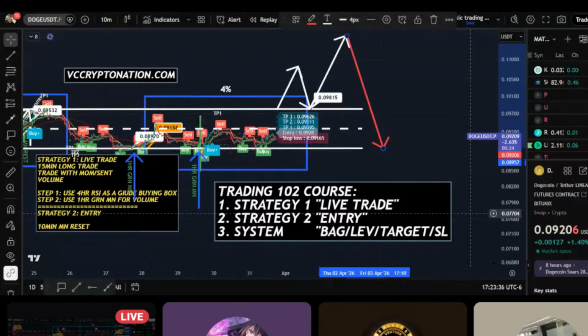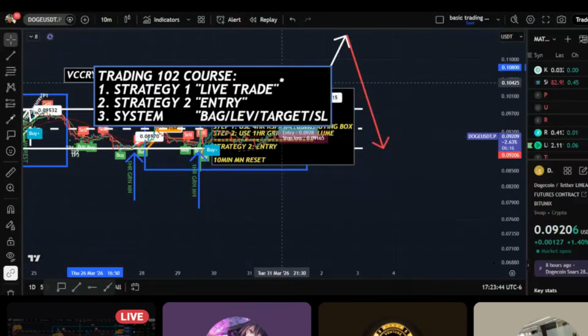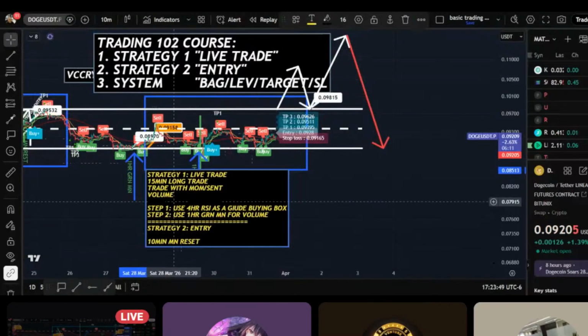Right. So when you are trading this and you're creating your system, right? Trading 102 course is develop a strategy, right? Strategy 1 is a live trade. So what we just did here was strategy 1 for a live trade for your 15-minute long trade: you're using a 4-hour RSI as a guide box, and then you're going to use the 1-hour green moon for your volume. Once you have that, you're going to enter on the 10-minute moon reset, right? Which is the green moon coming after the next blue moon, right? So once it goes blue, the next green moon you enter.